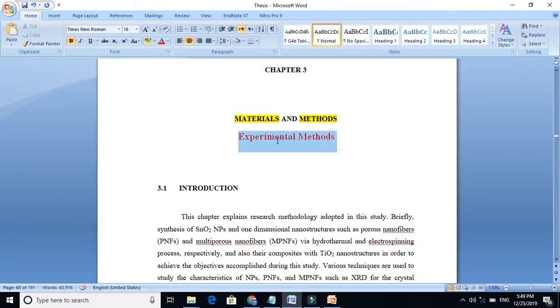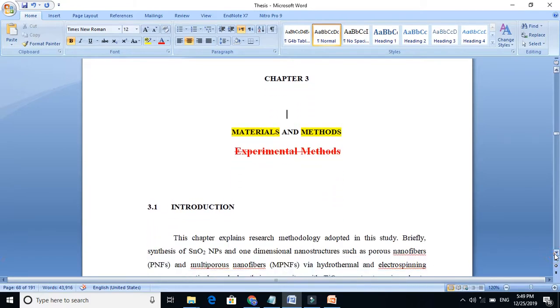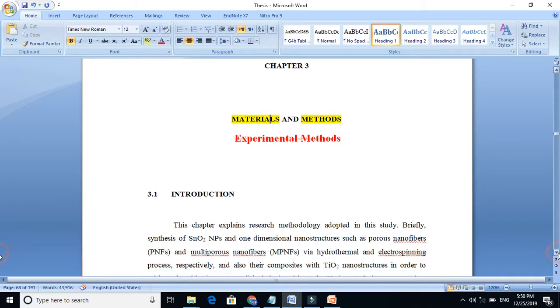But what I understand is that the best name is materials and methods, because you can easily see, as I explained, that in this chapter you are using methods and you are using materials. What materials are needed to achieve those objectives, and what methods do you use? Now the question arises: how will you know which method to use? The simple answer is from literature, from reading people's work, papers, and online articles.